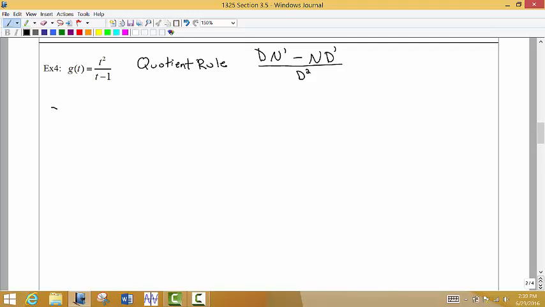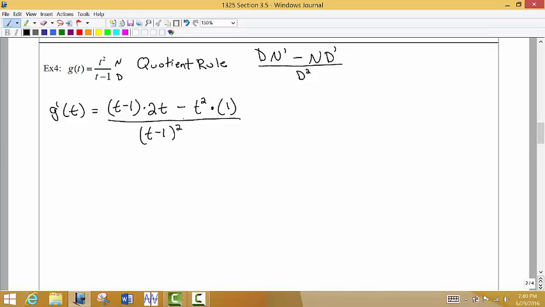So we're going to find the first derivative. I want to say g prime of t equals. So it's the denominator as is, so that's t minus 1, times the derivative of the numerator. So what's the derivative of t squared? Well, that's 2t. Minus the numerator as is, which is t squared, times the derivative of the denominator. So what's the derivative of t minus 1? Well, that's pretty nice and easy. It's just 1. All over the denominator as is, but then we're going to square it. Alright, so there is our first derivative.